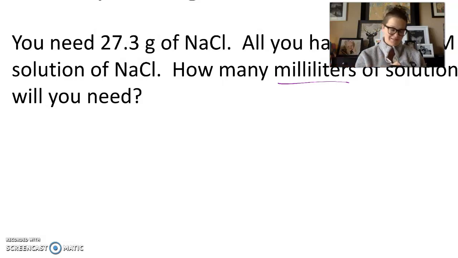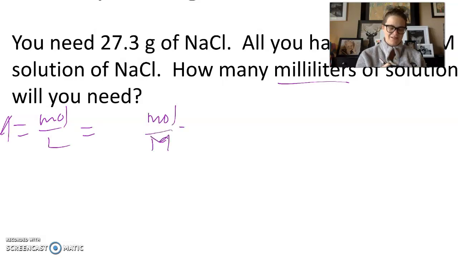The volume. Molarity is moles per liter. And to get liters by itself, you would do the moles divided by the molarity, which gives us the liters. So we want to get there. However, I don't have moles, I have grams.